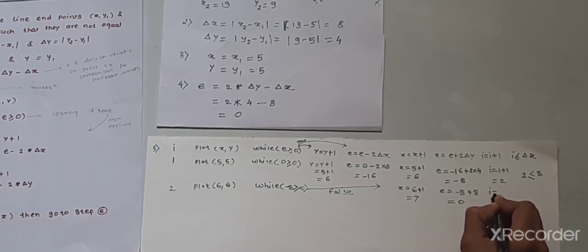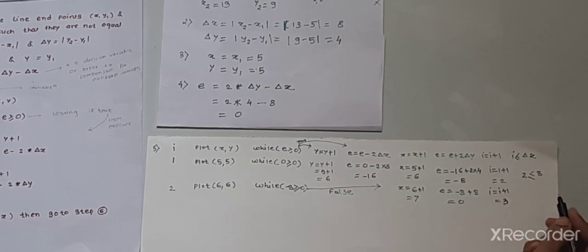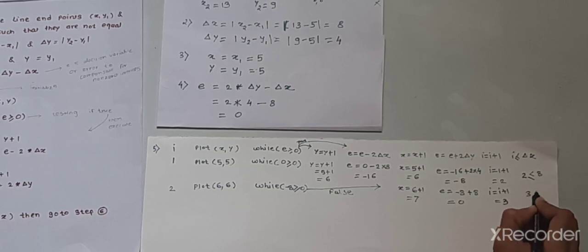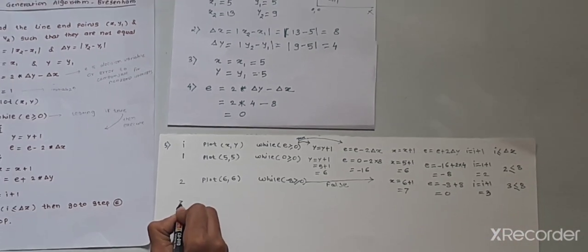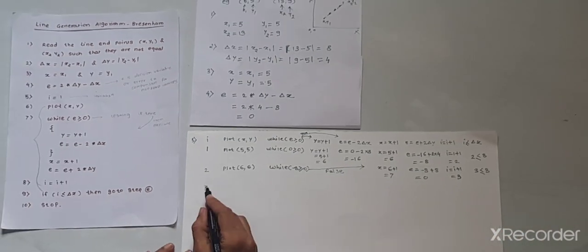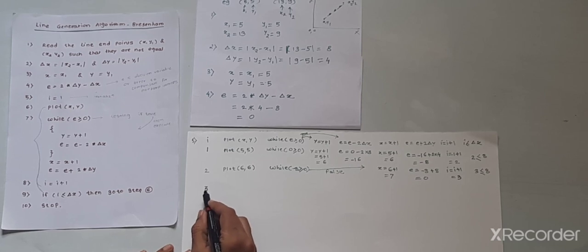Once again, i is equal to i plus 1. I previous value as 2. 2 plus 1, we are getting here 3. So next to that, here check condition. 3 is less than equal to 8. Condition is true. So we have to once again repeat this step. So let us start for the loop number 3. That means i is equal to 3.